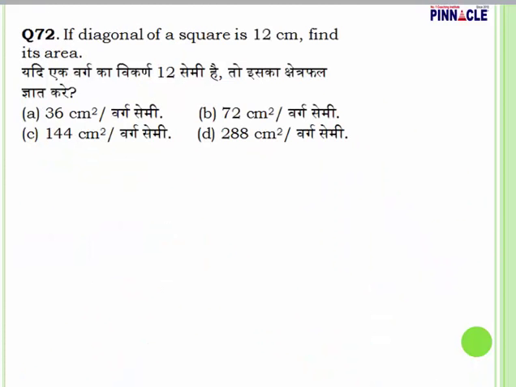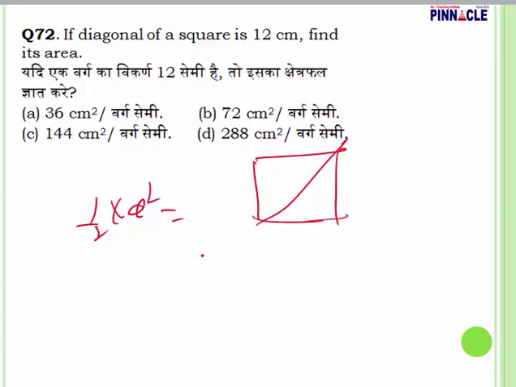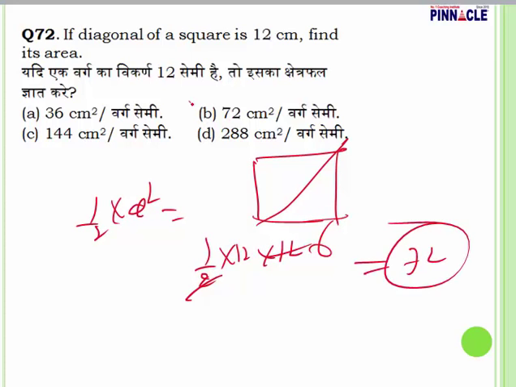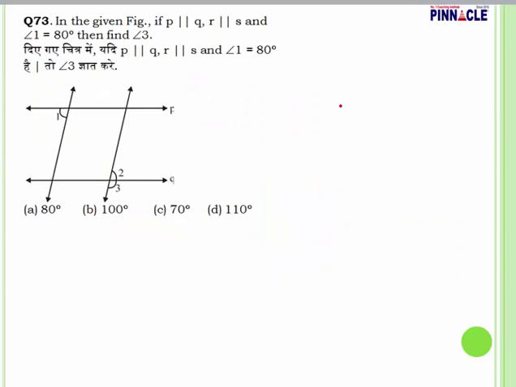Next question, question number 72. Diagonal of a square is 12 cm. Find its area. This is the diagonal of the square and we have to find the area. 1 by 2 d square is the area. 1 by 2 diagonal is 12 into 12. That is 72 should be the answer. Answer is B.